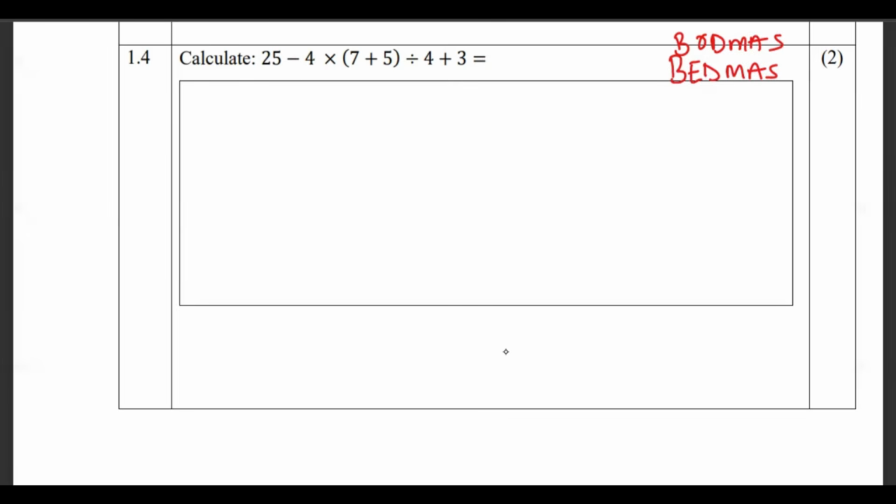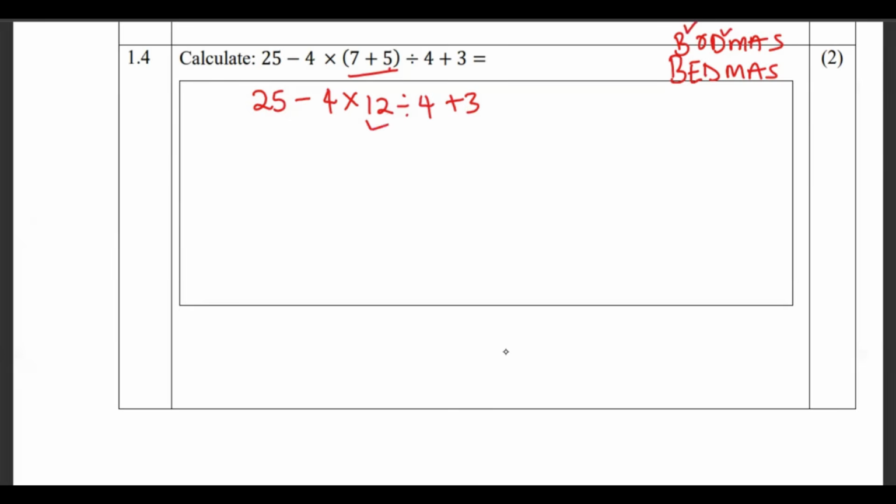So we have a bracket here. We're going to start with this bracket before we can do anything. So I'll rewrite the 25 minus, I have 4 times, and I know this is 7 plus 5 gives me a 12, divided by 4 plus a 3. Then, since the brackets are sorted, I need to go to the division part.